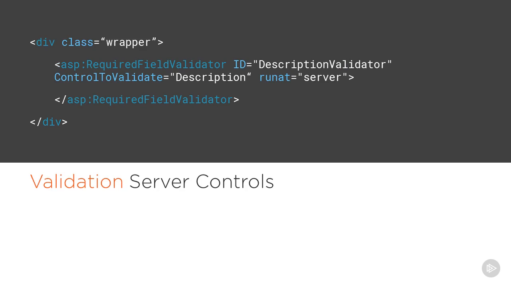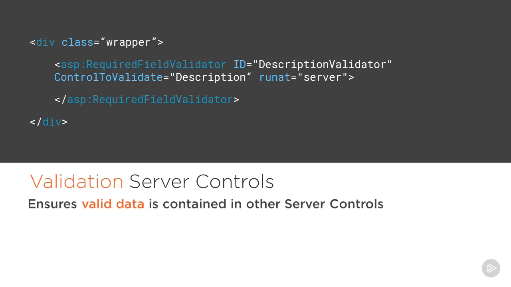Validation controls are another type of server tag offered by Web Forms. Essentially, these controls exist to validate the data of other controls. For example, there is a validation control called required, which allows you to associate it with a web control and ensure the item has an acceptable value. There are other types of validation as well, such as range and regular expression validators.